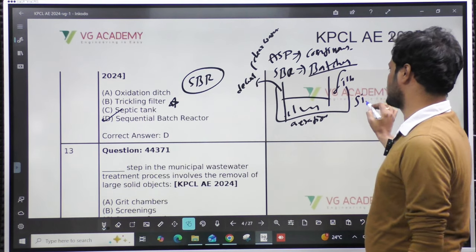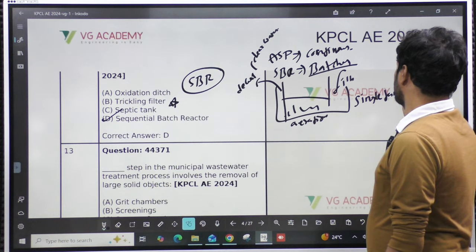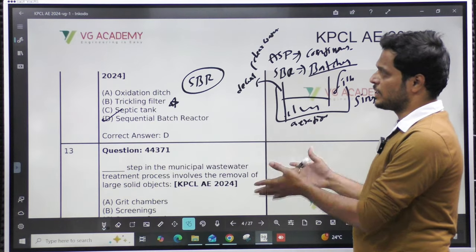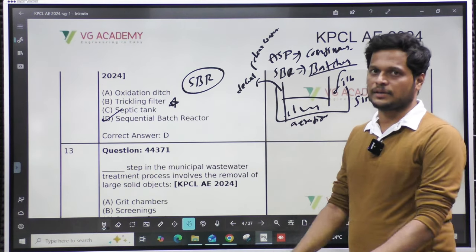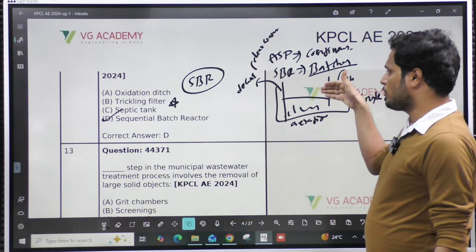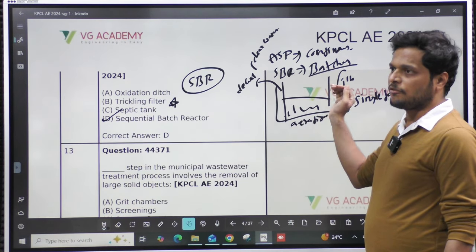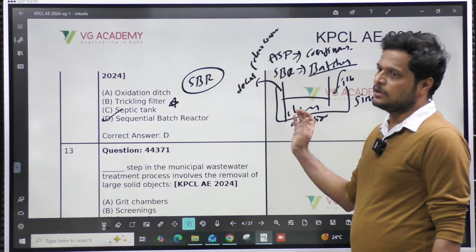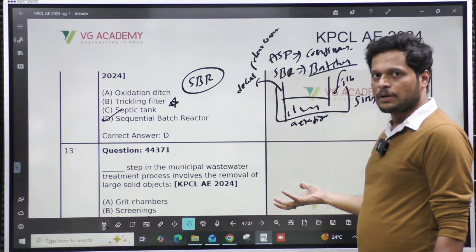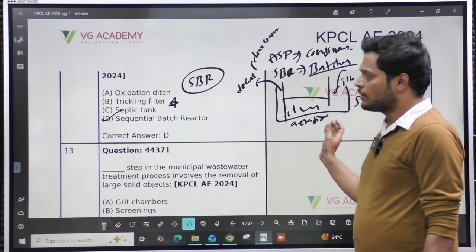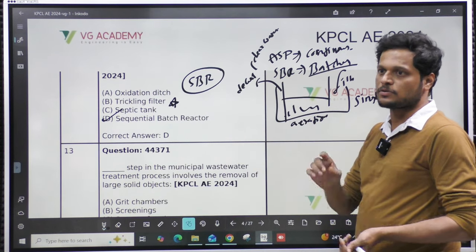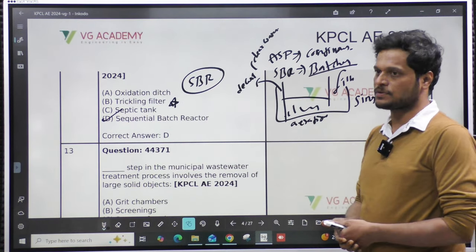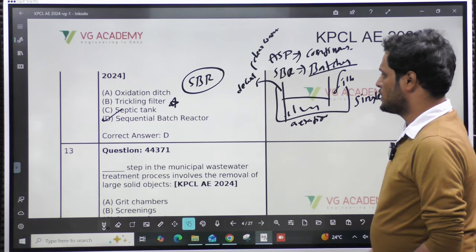The advantage is it's a single tank, unlike our activated sludge process, where we have a separate aeration tank and a separate secondary settlement tank. Here it won't be like that. In the same tank we fill, sometimes aerate, then stop the aeration, slowly the particles settle, and we remove the water. Again we pour the water, supply the air, allow the settlement, and then the next batch. All the process happens in a single tank, in batches, not continuous. That's the advantage with SBR.